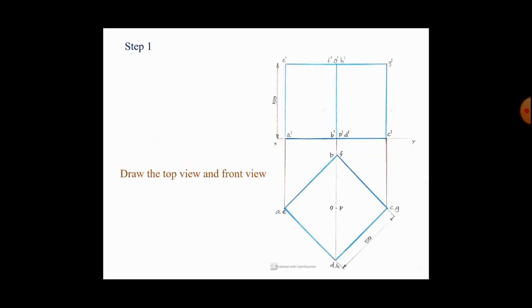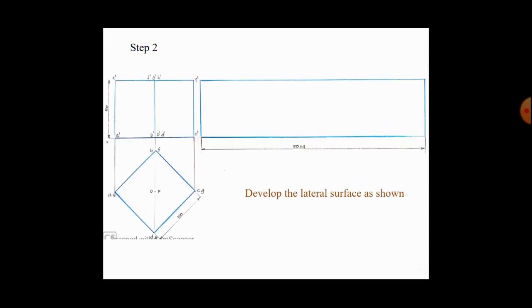So this is step 1. In the top view you can see a cube. In the front view you can see a rectangle. In the top view you can see the square which is equally inclined. Give the names as A, B, C, D, and top surfaces E, F, G, H. Similarly in the front view.